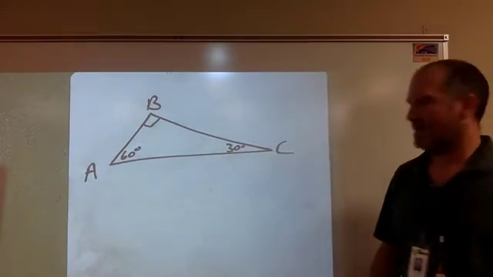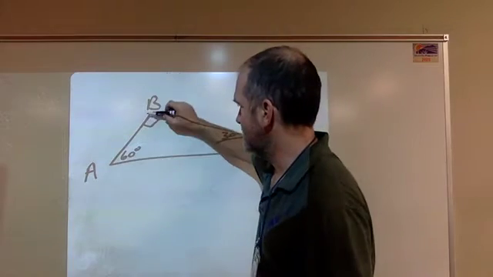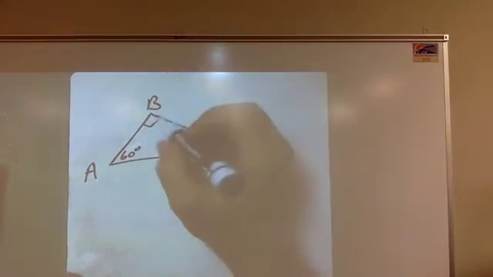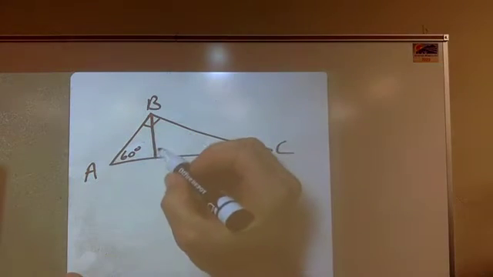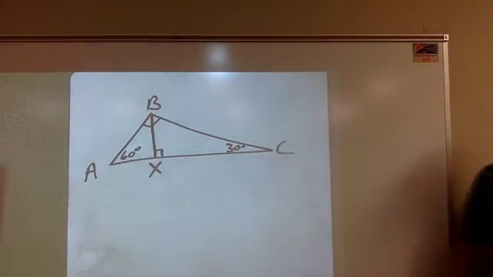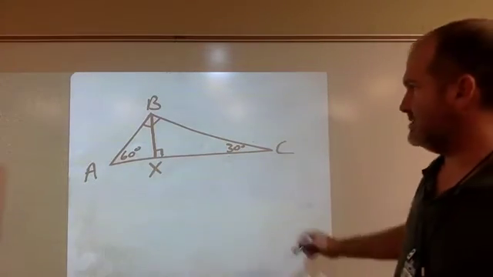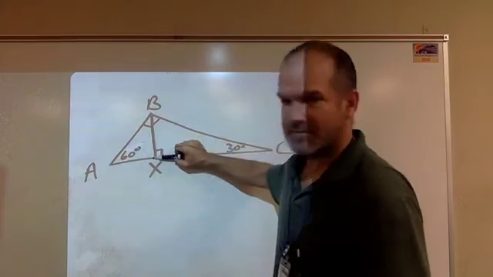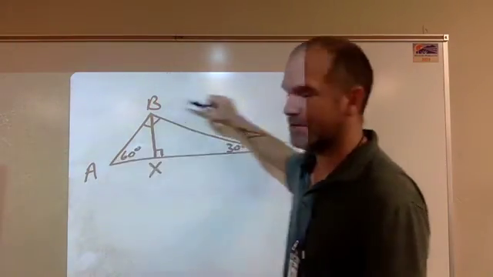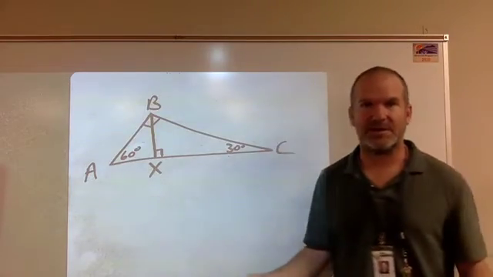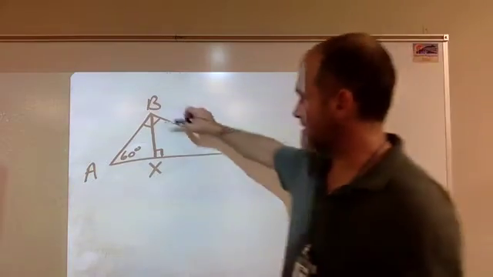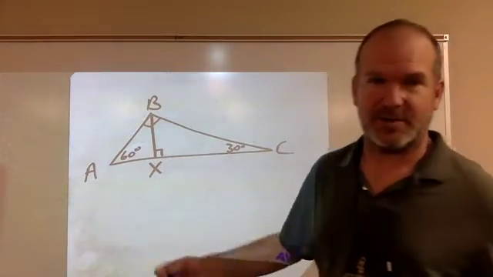Now this line that we draw from B to AC can't just be anywhere we want it to be. It has to be perpendicular to AC. So it's got to come straight down and hit at a right angle so that we make two more right triangles. We'll call that point X. So now we have three right triangles. We have ABX is a right triangle, CBX is a right triangle, and we still have our original ABC. So there's three triangles there, and they're all similar every single time. As long as this line that you draw is a right angle, they're all similar.